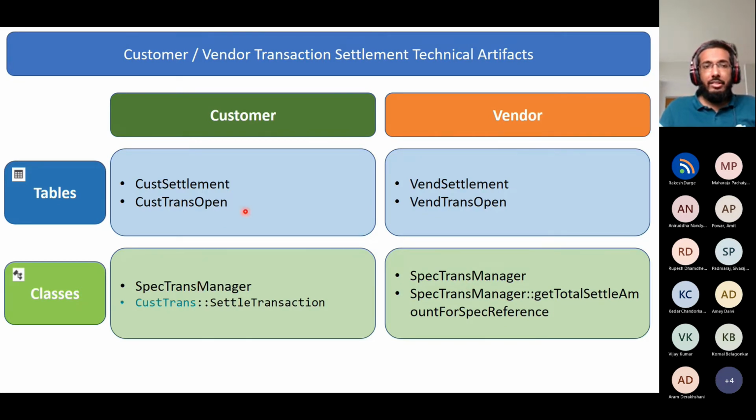So in both the cases, you can see customer and vendor. I have mentioned some class names and which method you can actually use to settle transactions. For customer transactions, it's CustTrans::settleTransaction. For vendors, it is SpecTransManager getTotalSettleAmountForSpecReference.